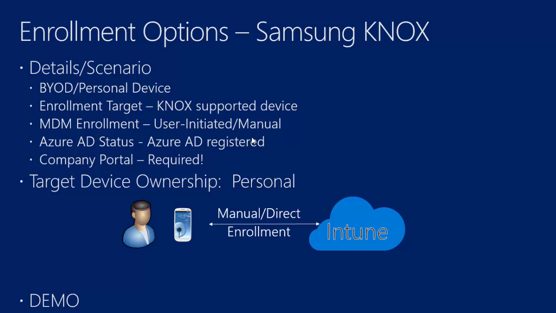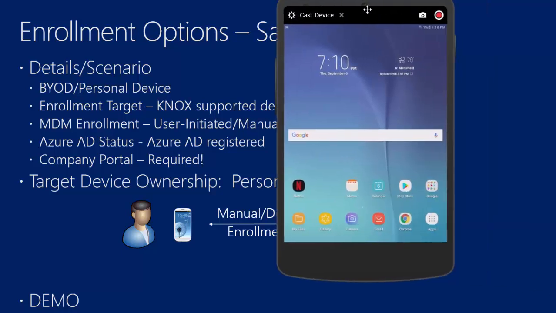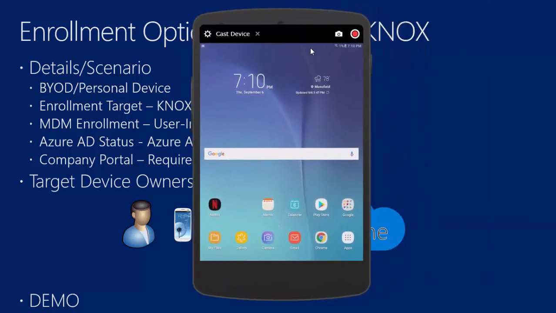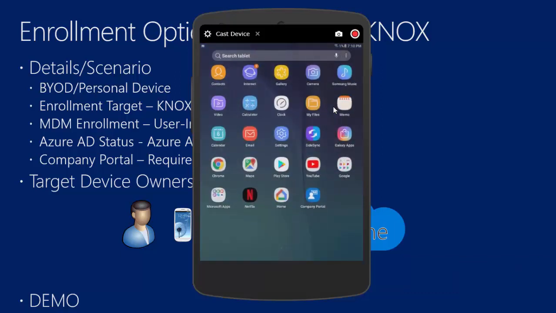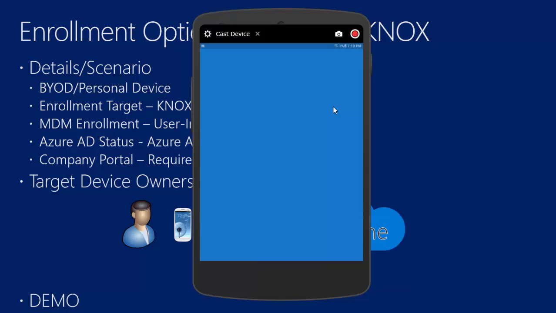So I'll show you this first. Let me pull in my Samsung KNOX device. Stand by. Okay, so this particular device is just a Samsung Galaxy Tab. And so the experience you're going to see as I enroll this device is very similar to what you saw whenever I did my BYOD. Right? Because this is BYOD, it just happens to be Samsung KNOX in this case. So I'm going to launch the company portal, and similar experience to what we talked about.